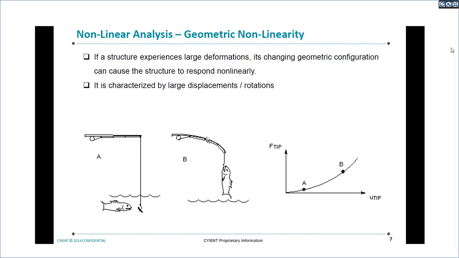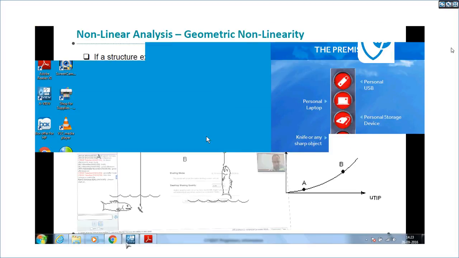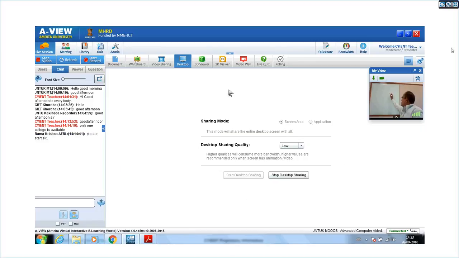Coming to nonlinearity types, we have three nonlinearities: one is material, geometric, contact, and boundary conditions. So these are the nonlinearities which we use in stress analysis.